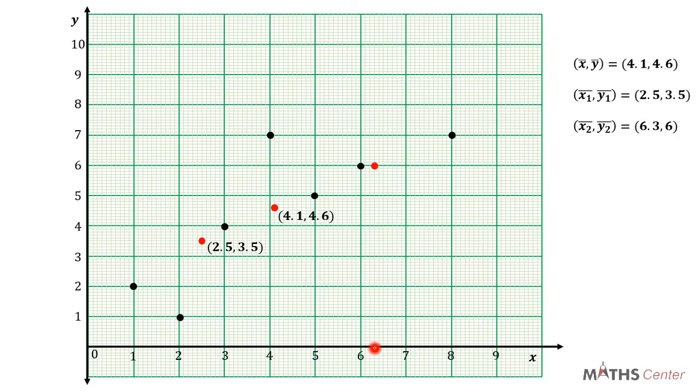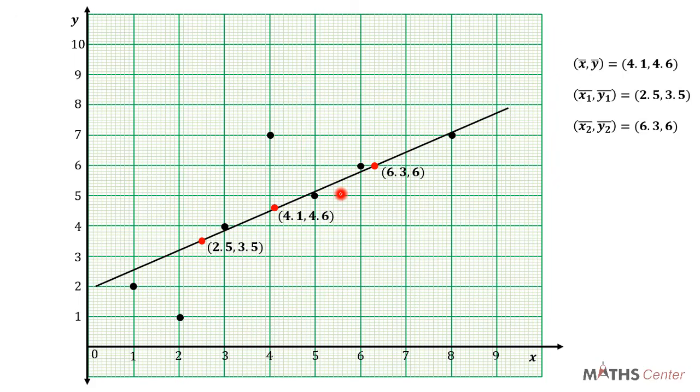So 6.3 on the x-axis, 6 on the y-axis. That will be here. That gives us x2 mean, y2 mean. After this, we will draw the line of best fit through these 3 points. So you draw the line of best fit through them. As you can see, all the 3 points fall on the line. This gives us the regression line of y on x, or the line of best fit. This is how to draw the line of best fit using the semi-averages method.